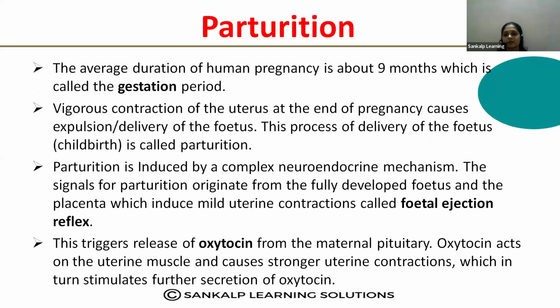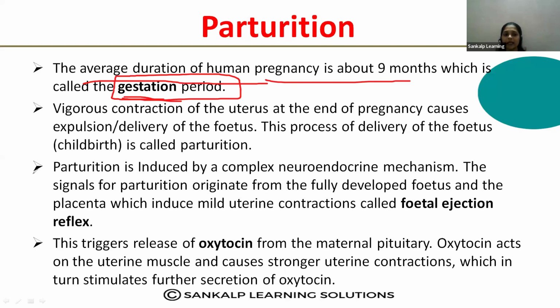Last topic of this human reproduction chapter, that is parturition. What do you mean by parturition? You know the gestation period. What do you mean by gestation period? That is the pregnancy period of human beings, that is called gestation. The average duration of the pregnancy is called the gestation period, right? What is gestation period? That also is asked.